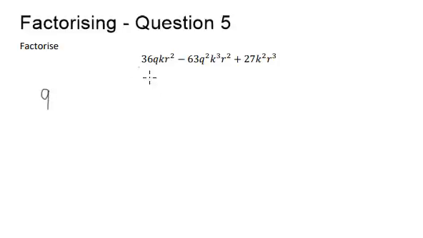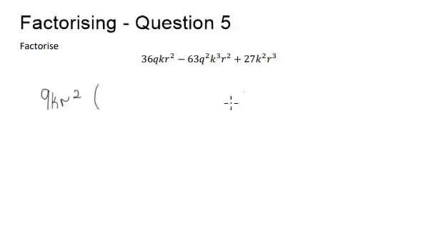Okay, let's have a look at the letters. There's a Q in here, a Q in here, but not a Q in here, so I can't take that out. There's a K in here, a K cubed in here, and a K squared in here. Well, that means that the biggest that I can take out is just K, because they all definitely have K in it. Here, this one's got R squared, this one's got R squared, and this one's got R cubed, which means the biggest R power I can take out is actually R squared.